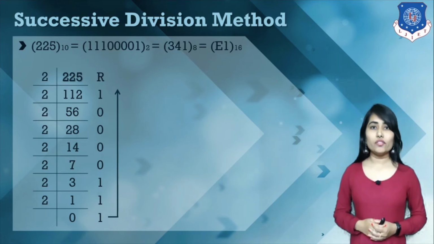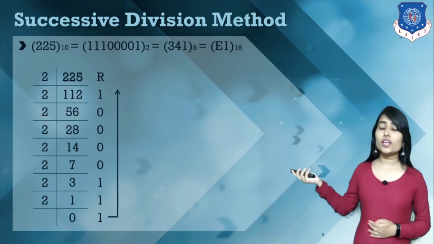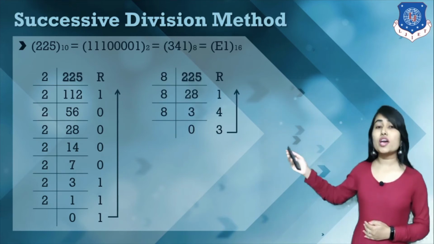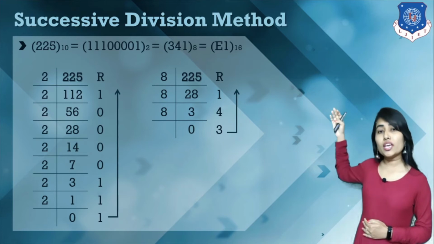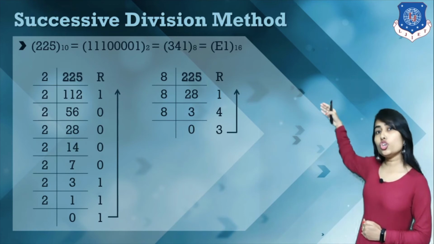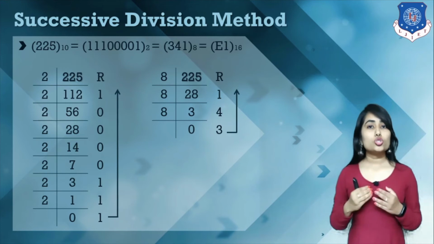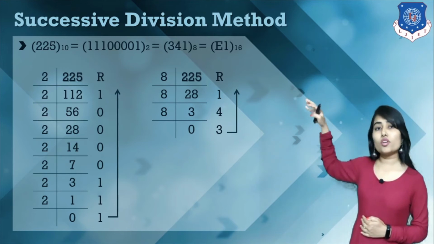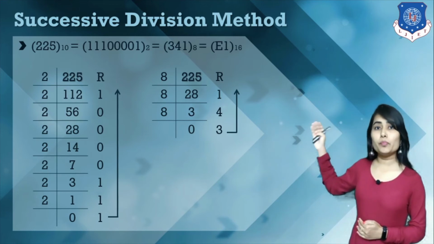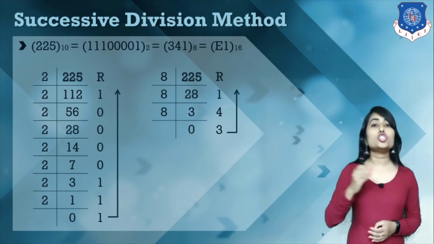If we want to convert this decimal number into octal, then we have to divide this number 225 by 8. Here is the example. We divide 225 successively by 8 and we get remainder bits, and these remainder bits are written from bottom to top. Here we write 341 as our answer. Again we divide 225 by 8, then we have a quotient, then a remainder, and these bits are represented from bottom to top. So this is how we can convert decimal to octal.